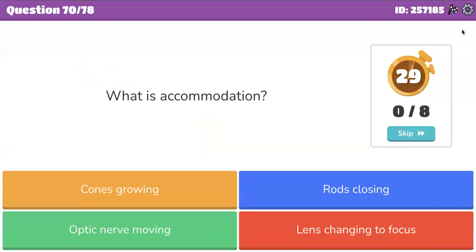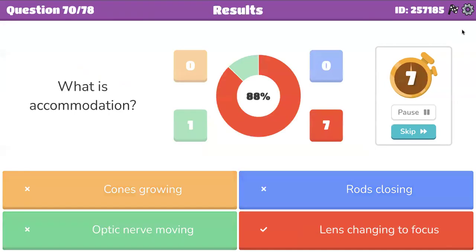What is accommodation? This is like if you're looking for something far away and then you look at something right up in your face and your vision is clear both times. That is accommodation. Yep, it's your lens changing to focus.